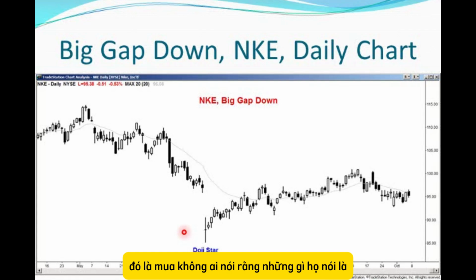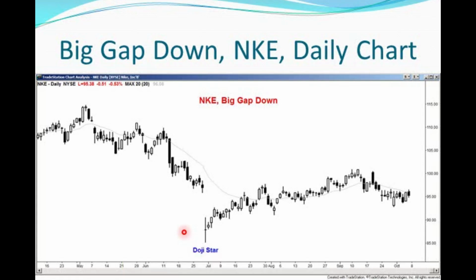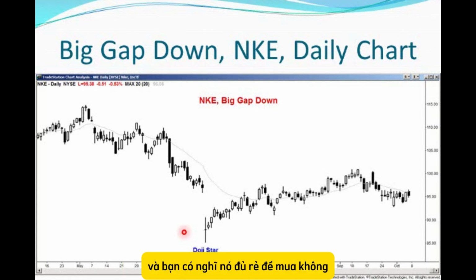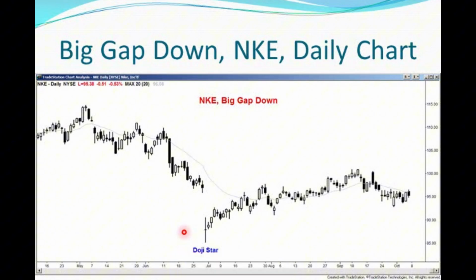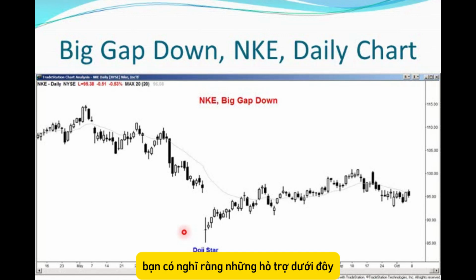Nobody said that. What they said was, do you think it's cheap enough to buy? Do you think it's overdone? Do you think it's at support? Do you think the support's below and it has room to go on the downside? That's how traders talk about it.